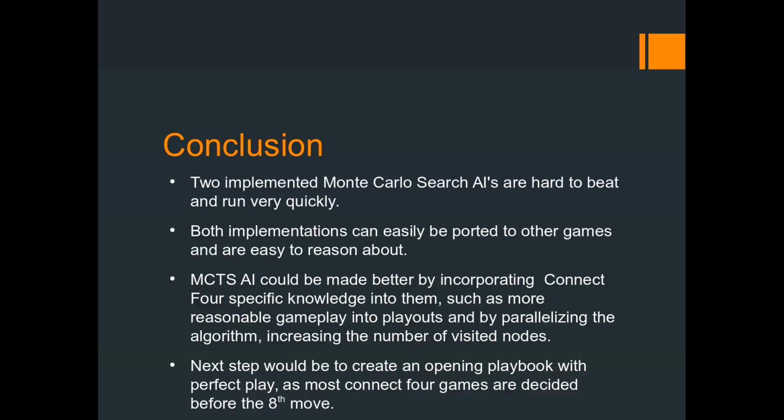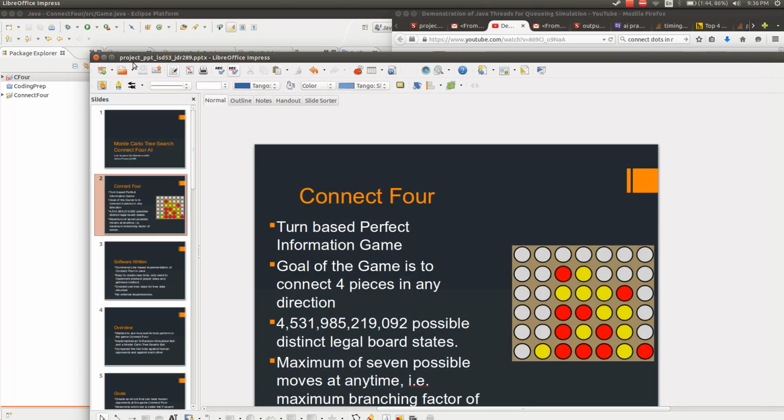The next step we would do in order to make it a better algorithm would be to create an opening playbook with perfect play, as most Connect 4 games are decided within the first couple of moves, and the first player only has one winning move, which is the middle column. Now I'll show you a demonstration of the algorithm. Let me just open up the terminal.